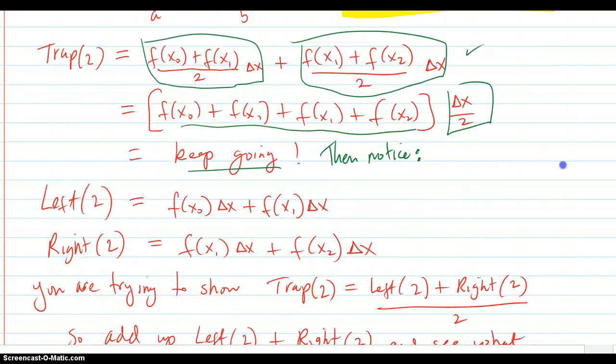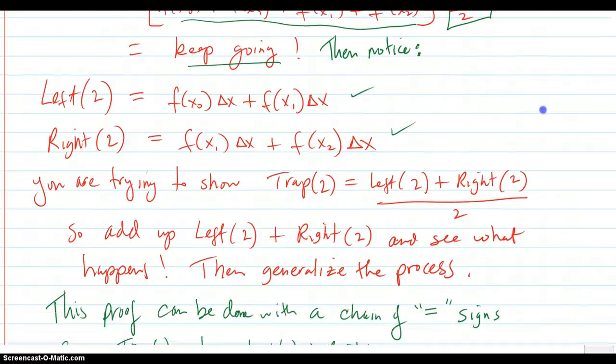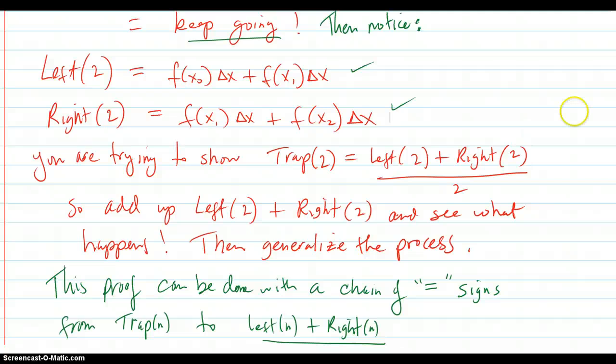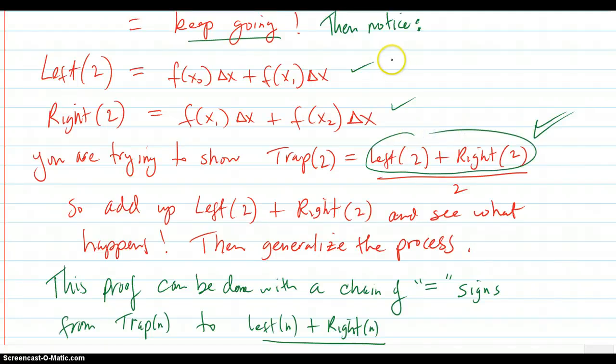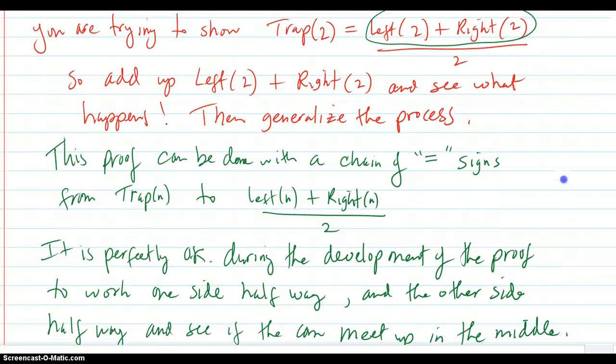Okay, then you notice that the left 2 is just this, and the right 2 is just this. So it's a smaller abstract case that you can handle. You can write the whole thing out without all that dot dot dot stuff in there. So you're trying to show this. So why don't you add up the left 2 and the right 2 that you have there and see what happens, and then you just generalize the process.